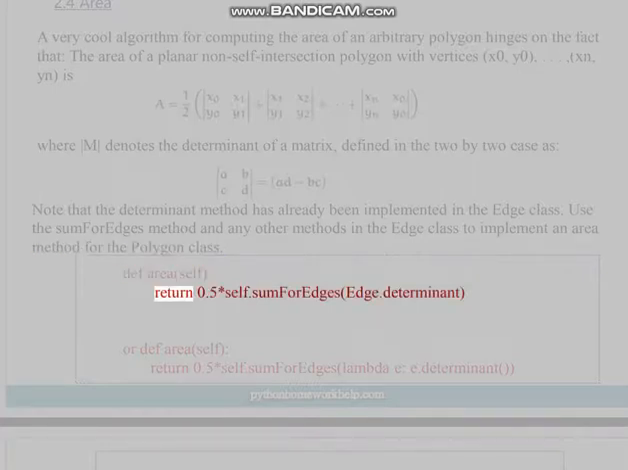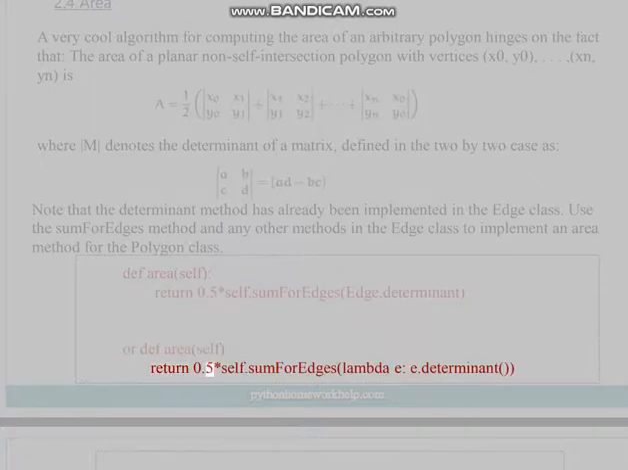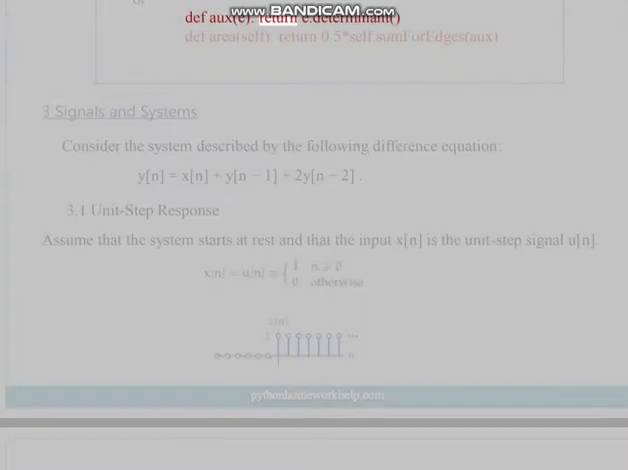def area(self): return 0.5 * self.SumForEdges(Edge.determinant). Or def area(self): return 0.5 * self.SumForEdges(lambda E: E.determinant). Or def aux(E): return E.determinant, def area(self): return 0.5 * self.SumForEdges(aux).